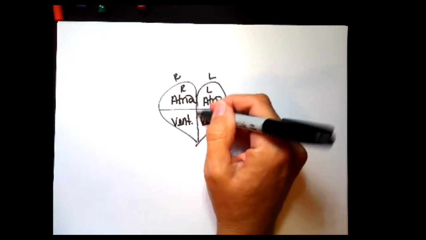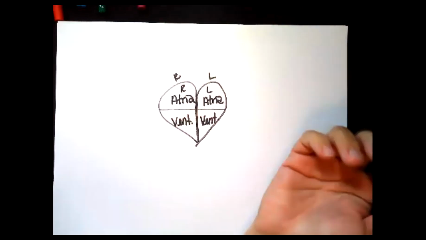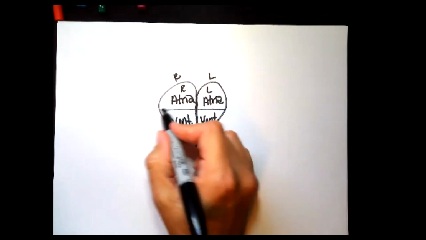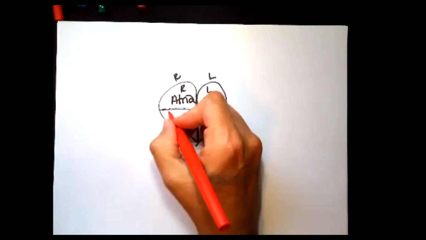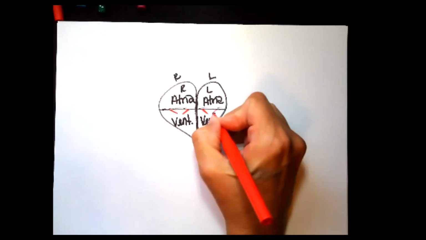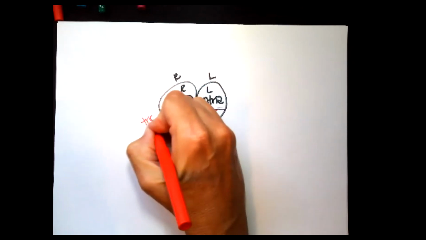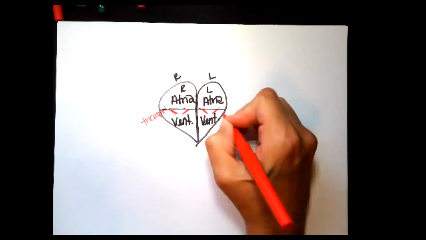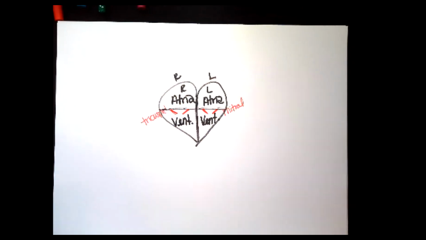There's a septum that runs this way, up and down, separating the right from the left. And there's also a border that separates the up from the down. And then you'll have your tricuspid valve and your mitral valve. Okay, tricuspid is on the right. Mitral is on the left. Okay, so far so good.